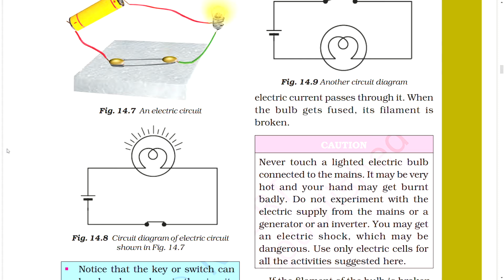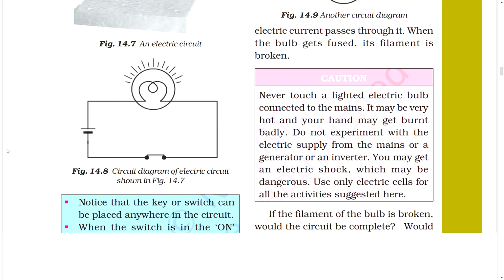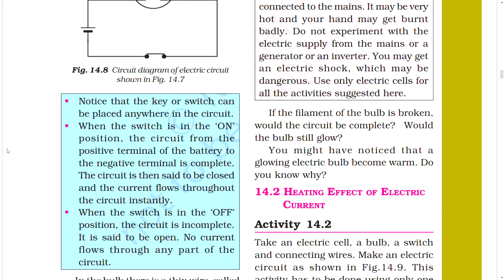Do not experiment with the electric supply from the mains or a generator or an inverter. You may get an electric shock, which may be dangerous. Use only electric cell for all the activities suggested here. If the filament of the bulb is broken, would the circuit be complete? Would the bulb still glow? You might have noticed that a glowing electric bulb became warm. Do you know why?